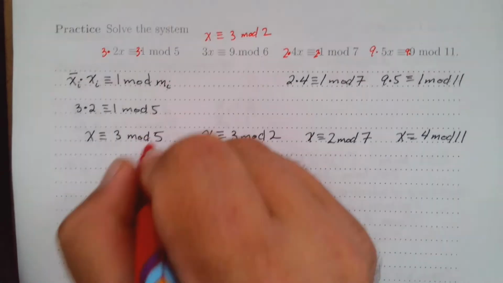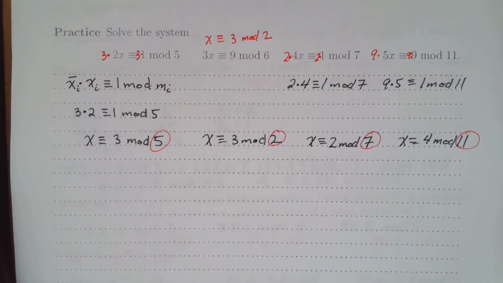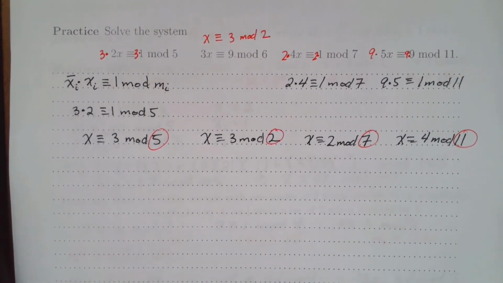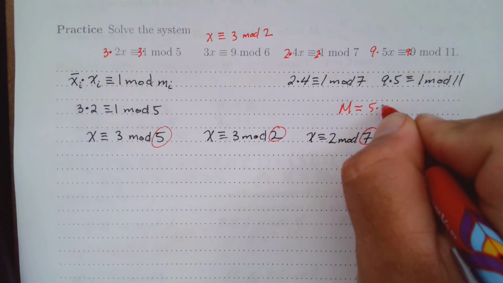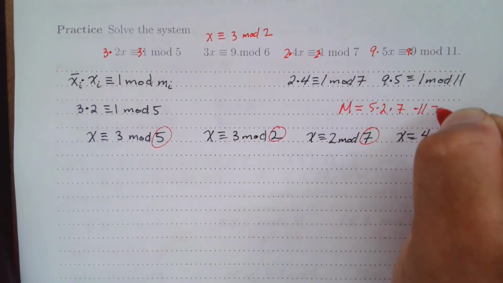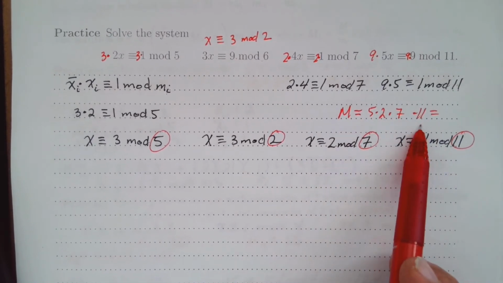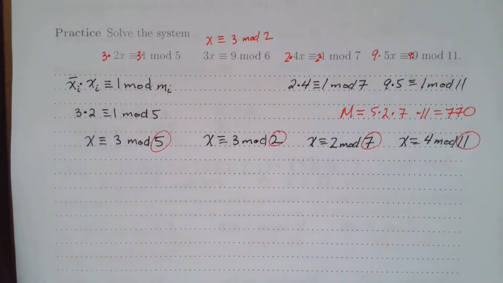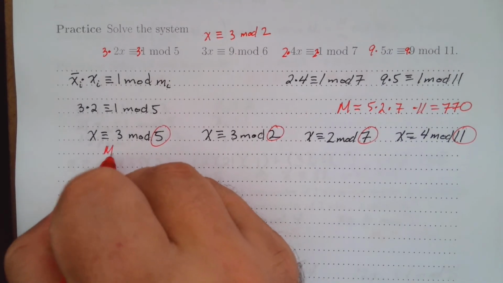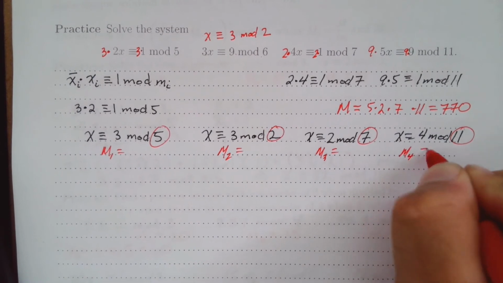Okay. So now for our Chinese remainder theorem. 5, 2, 7, and 11 are distinct prime numbers, so therefore they are pairwise relatively prime. And I know that this big M is going to be 5 times 2 times 7 times 11, which would be 5 times 2 is 10, times 11 is 110, times 7, so that's going to be 770.